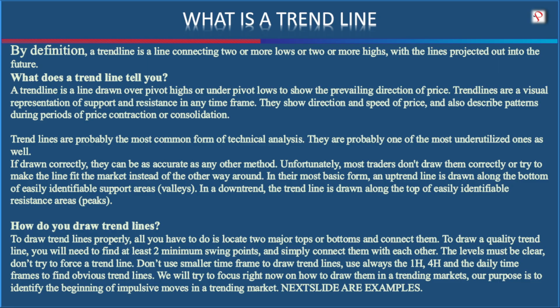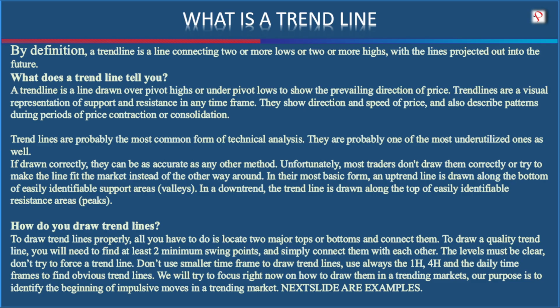By definition, a trend line is a line connecting two or more lows or two or more highs, with the lines projected out into the future. What does a trend line tell you? A trend line is a line drawn over pivot highs or under pivot lows to show the prevailing direction of price. Trend lines are a visual representation of support and resistance in any time frame. They show direction and speed of price and also describe patterns during periods of price contractions or consolidation.